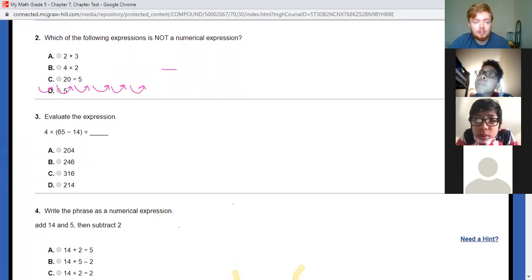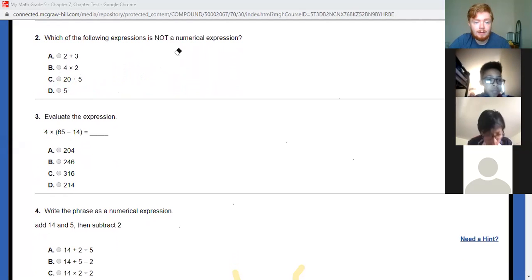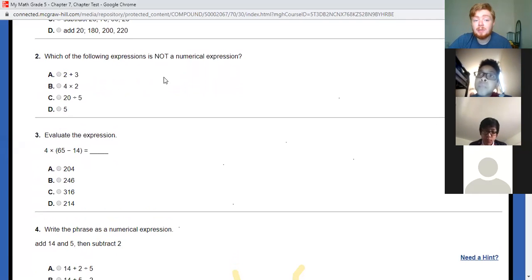Question 2, and then I'll erase these. Okay. All right. Oh, can't see it, can we? Which of the following expressions is not a numerical expression?